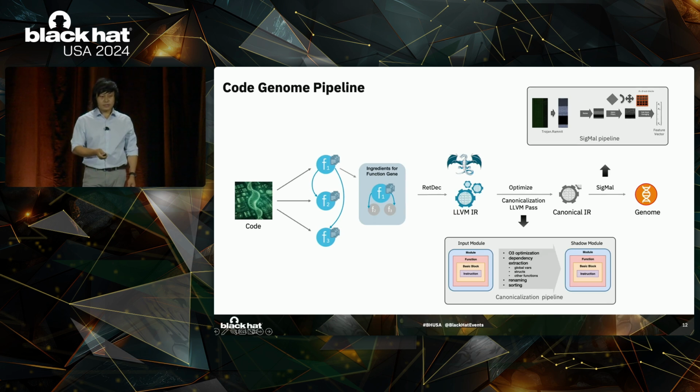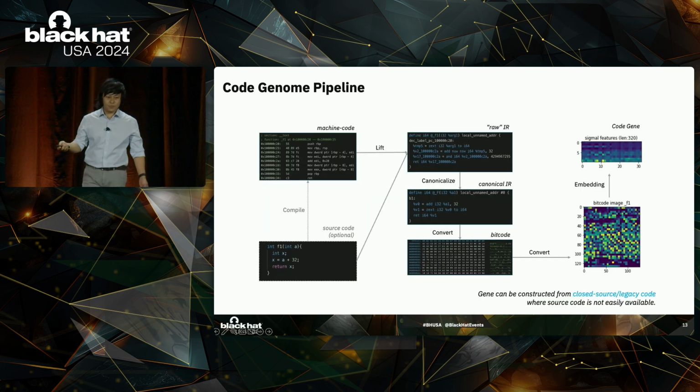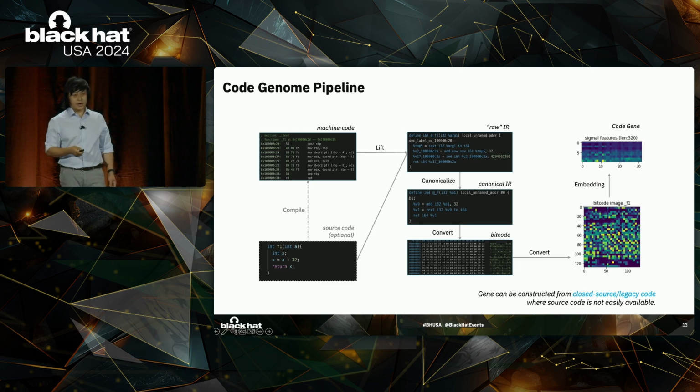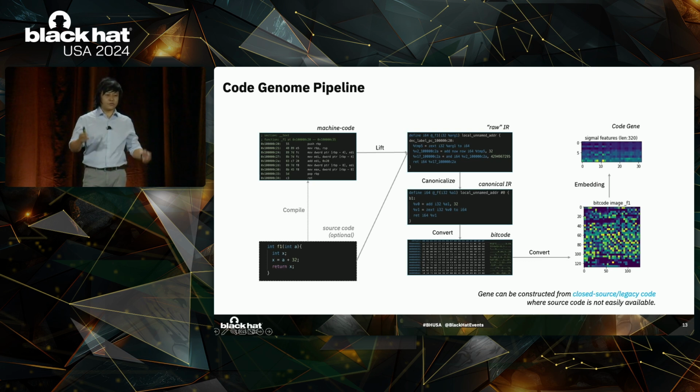So let's take a quick look at a concrete example. On the left, there is the machine code. I'm showing also the code so that you can have some comparison there. But of course, we start with the binary code. We can also start with source and directly lift to the IR with LLVM. Once it's lifted to IR, we're calling it raw IR.